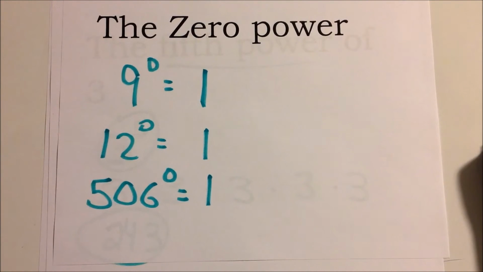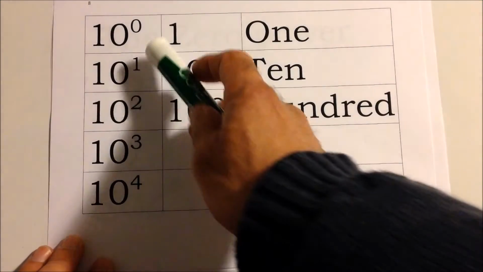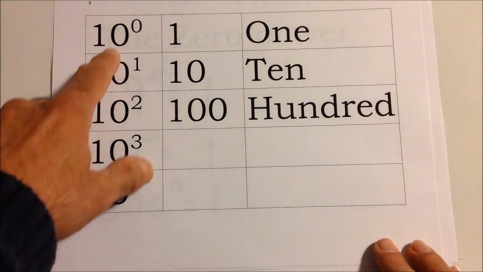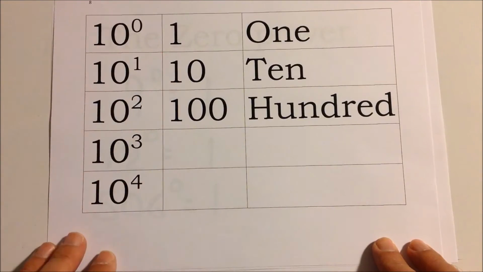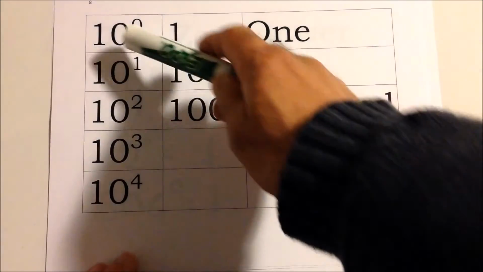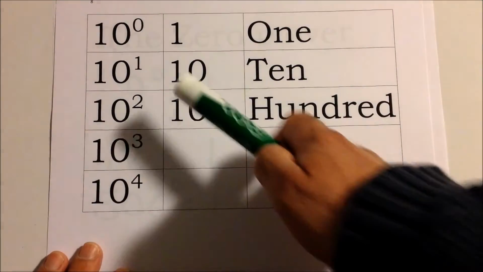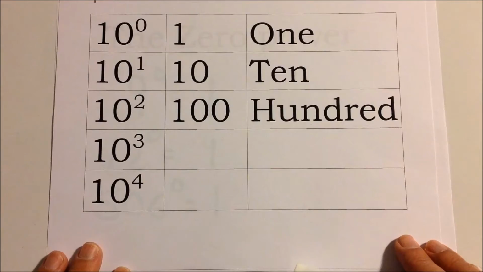Now, powers of 10. With powers of 10, we can get the answer pretty quickly. We know that any number to the 0 power is 1. So 10 to the 0 power is 1. 10 to the first power is 10. The exponents with tens, if 10's the base, it's pretty easy. If 10's the base, the exponent tells you how many zeros you should have.